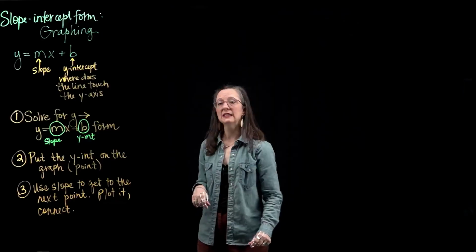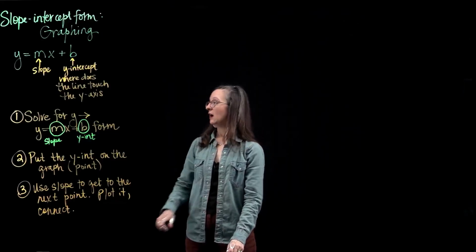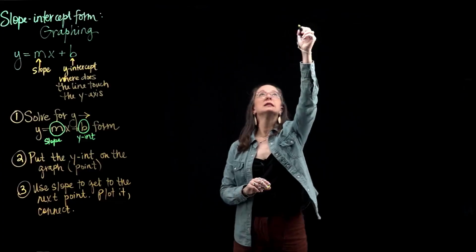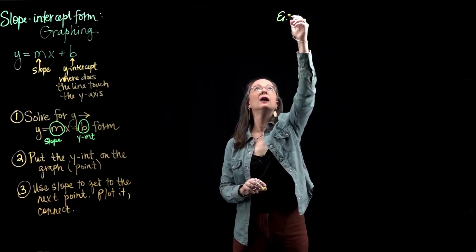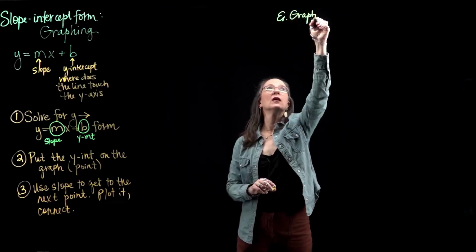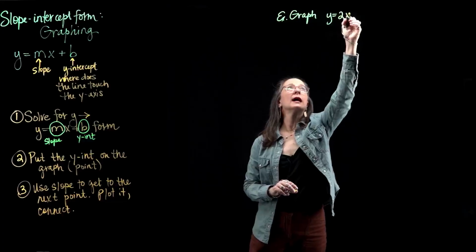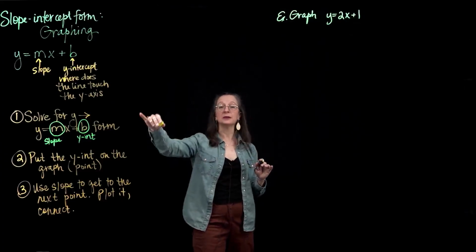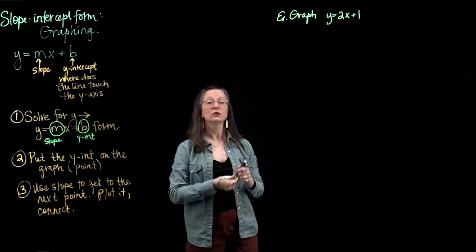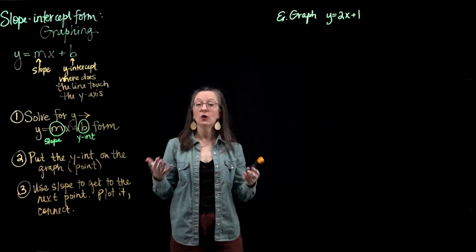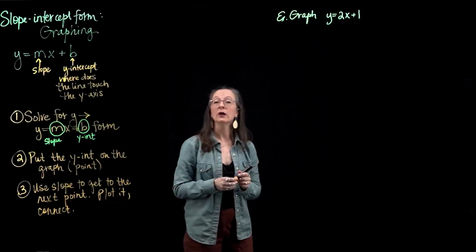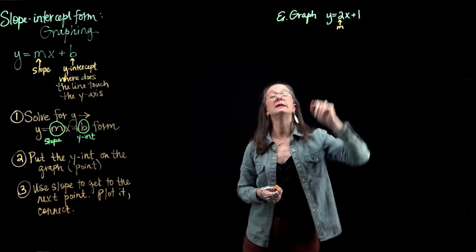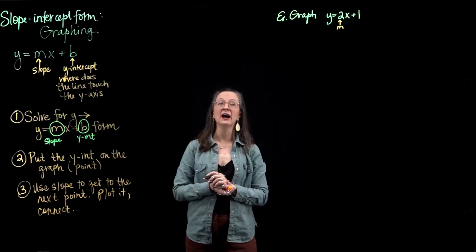All right, let's look at an example so we can see how this works. I'm going to give us a straightforward example to get started. So we're going to graph y equals 2x plus 1. Now you'll notice the first step is already done for you. It is already solved for y, so I don't have to do any rearranging. I can go ahead and read off the slope, which is going to be 2. It's the coefficient on x.